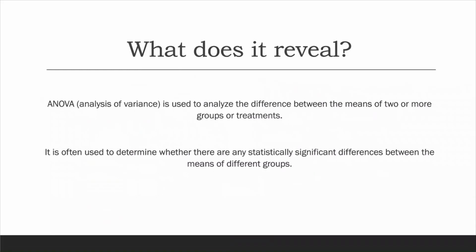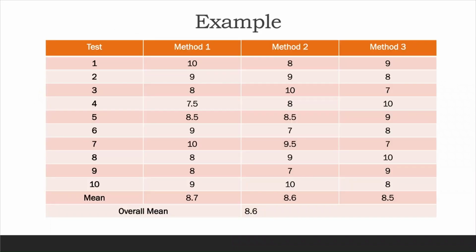Okay, so when we're talking about ANOVA, we want to know, what does it reveal? ANOVA stands for Analysis of Variance, and it is used to analyze the difference between the means of 2 or more groups or treatments. We often see this used to determine whether there are any statistically significant differences between the means of different groups. Here's an example. You can see that a test was run roughly 10 times with 3 different methods, and the results show the means at the very bottom, and then using ANOVA, we can get the overall mean of all 3.